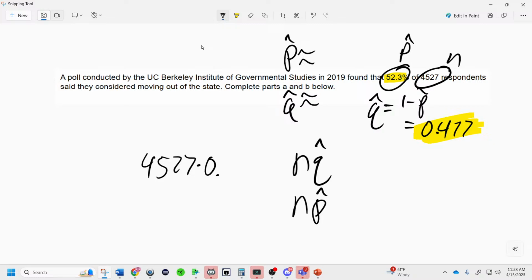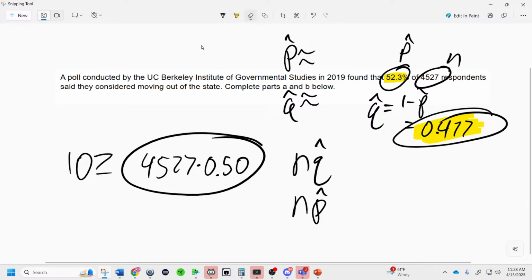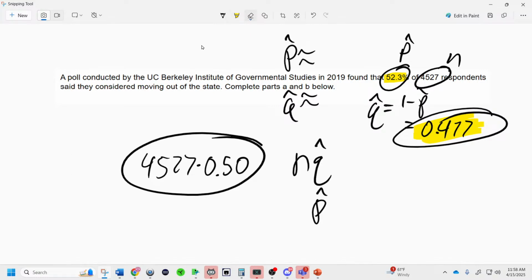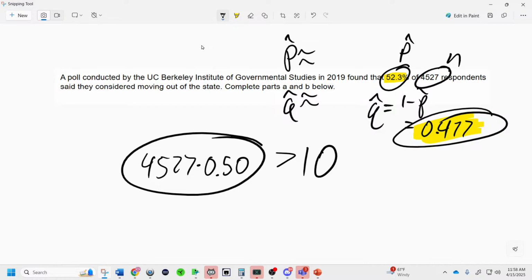We're not saying it's equal to this, but we're saying it's close to this. Does that make sense, Nancy? It's about that. I know it's not exact, but it's close. Do you think that value right there, n q-hat or n p-hat, is greater than 10? 50% of 4,527, which, yes, is way greater than 10. You could plug in the exact numbers there and find it, but these numbers are way bigger than 10.